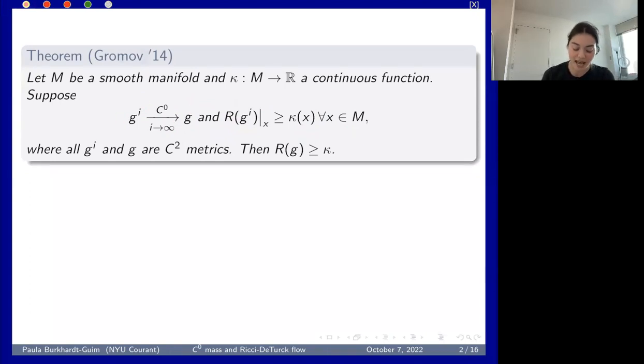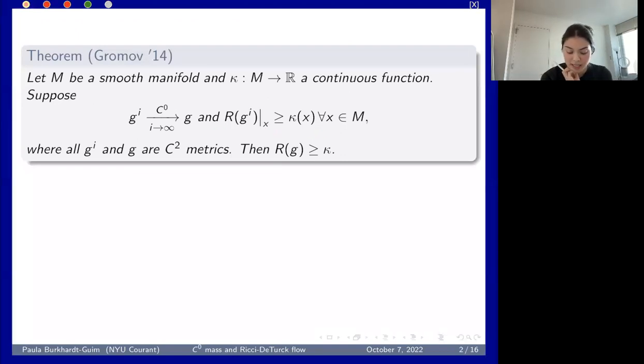The conclusion of this theorem is that the limiting metric satisfies the same pointwise lower scalar curvature bound. In other words, pointwise lower scalar curvature bounds are preserved under uniform convergence. This is a little bit surprising. Here we only have uniform convergence, and scalar curvature involves second derivatives of the metric, so you wouldn't really expect to be able to say much about the scalar curvature of the limit. And yet these pointwise lower scalar curvature bounds are preserved.